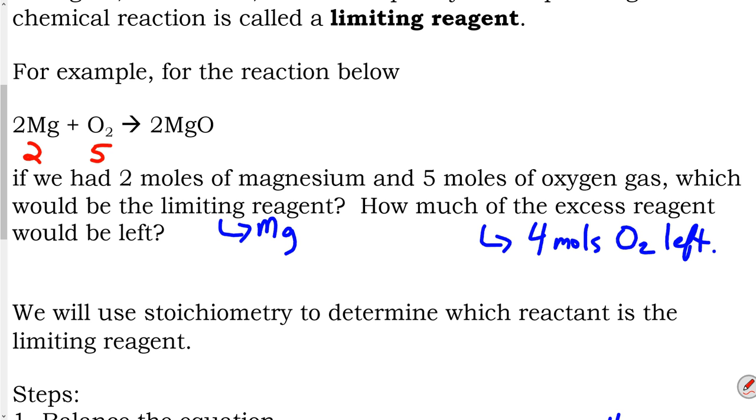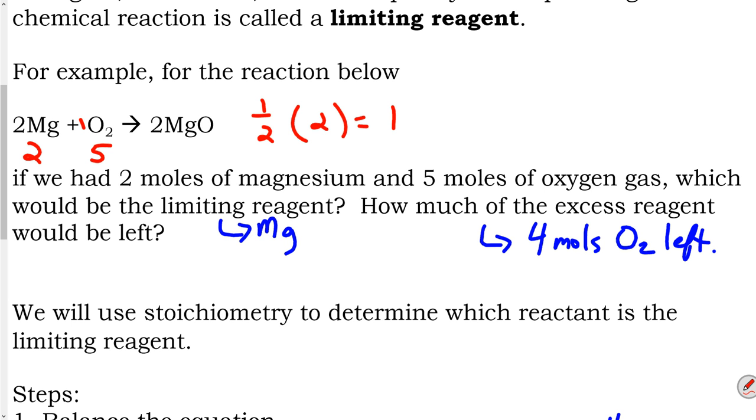You know you're going to need 2 moles of magnesium for every 1 mole of oxygen, right? So let's say you had 2 moles of magnesium. How many moles of oxygen do you need for that? You set up your ratio of what you want over what you know, and you only need 1 mole. Do you have 1 mole of oxygen there? You have 5, so you have lots.